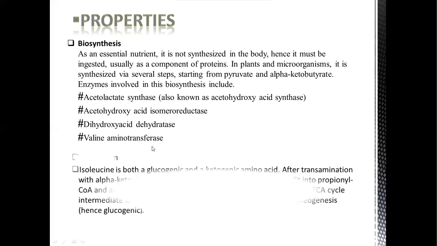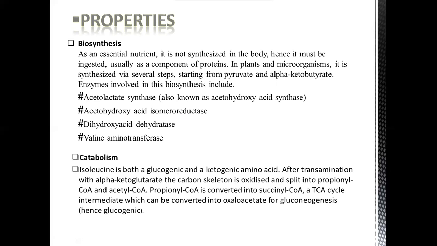The next property is catabolism of L-isoleucine. L-isoleucine is both a glucogenic and ketogenic amino acid. These are two types of amino acid, glucogenic and ketogenic. After transamination with alpha ketoglutarate, the carbon skeleton is oxidized and split into propionyl-CoA and acetyl-CoA.